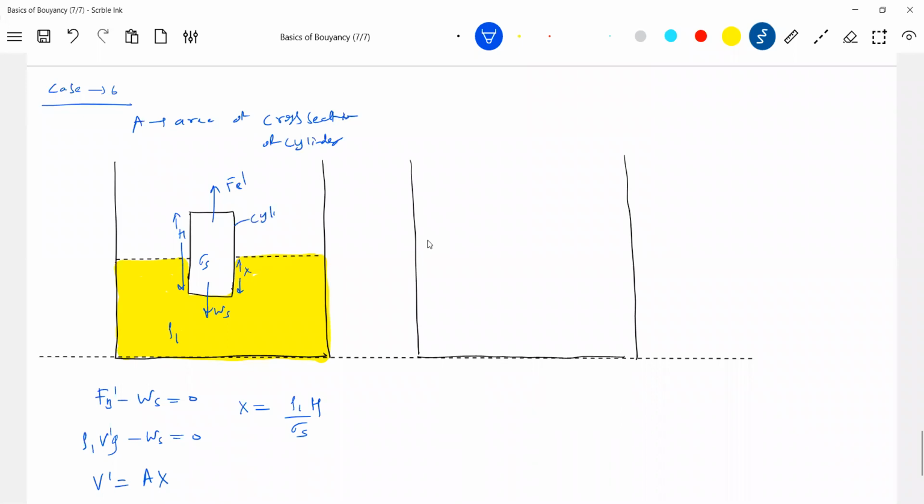This is the cylinder. Now what I'm going to do is pour another liquid, such that some length will be immersed in the first liquid and some length will be immersed in the second liquid. Then what conditions will arise? Now what will happen to the solid? It all depends upon the densities. I'm giving a rough diagram.